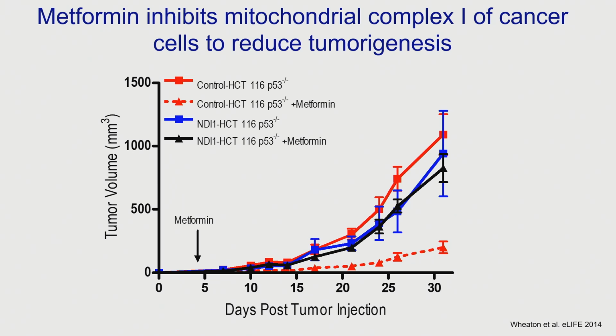So the first experiment we did was in cancer, where we took a sensitive cancer cell line, HCT116 p53 null. As you can see, in drinking water, metformin reduced tumor growth, but NDI1 rescued this. We saw this in a variety of cancer cells, and many people have been able to repeat this particular experiment. So the overexpression of NDI1 was sufficient to abrogate the effects of metformin, which suggested that it was intrinsic to mitochondrial complex 1 activity inhibition.